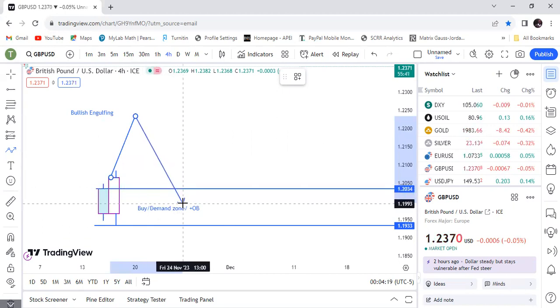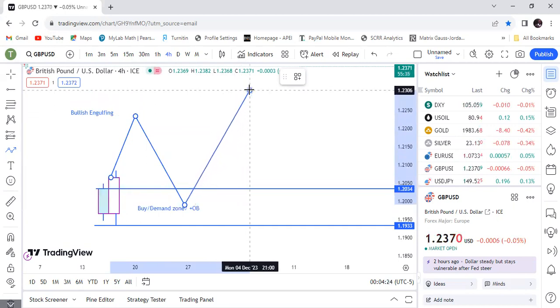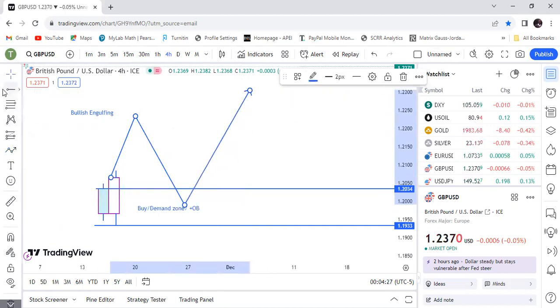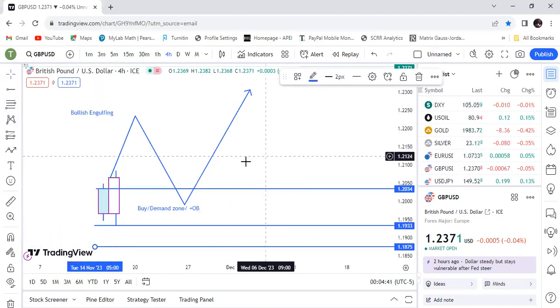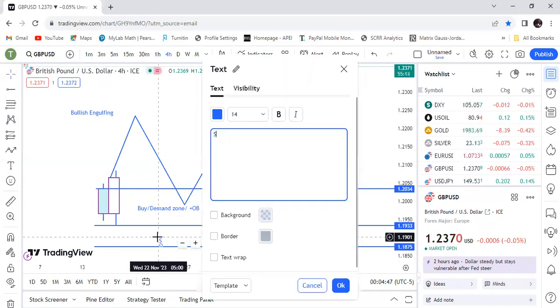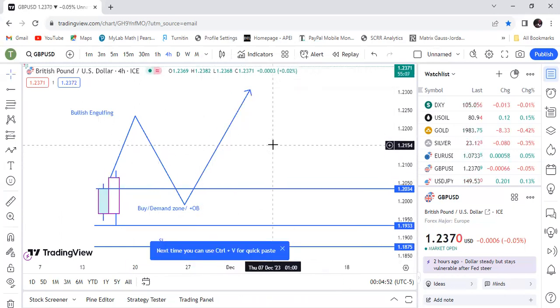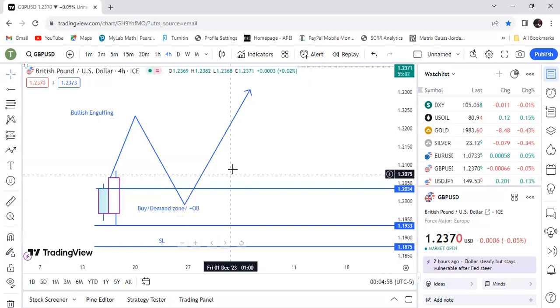Once price comes back to this region, that is when we want to start looking for our buy entries. We put our stop loss 20 or 30 pips below the lowest point of this wick, depending on the volatility of the pair you are trading. That's where we set our stop loss. So that is basically the bullish engulfing, and that's how we mark the region.